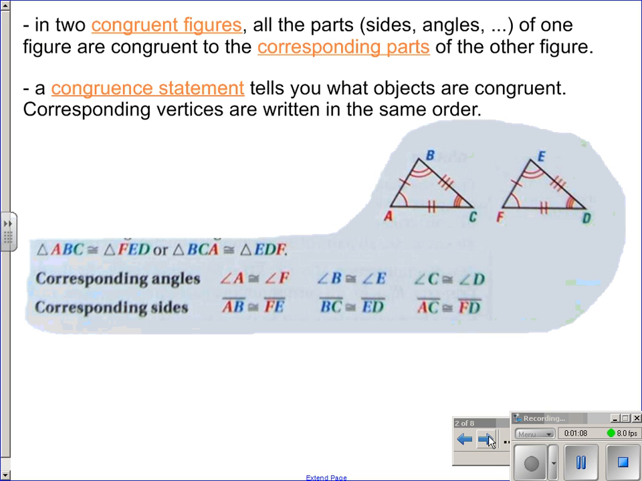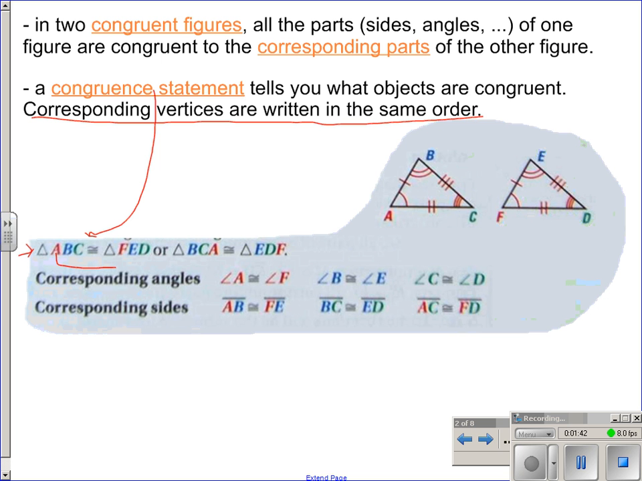Now, a congruent statement tells you which two objects are congruent, and it tells you which parts are corresponding. So a congruent statement is something like these down here. Triangle ABC is congruent to triangle FED. That is a congruent statement. The order in which you list these things doesn't matter, but you have to be consistent. Corresponding vertices are written in the same order.